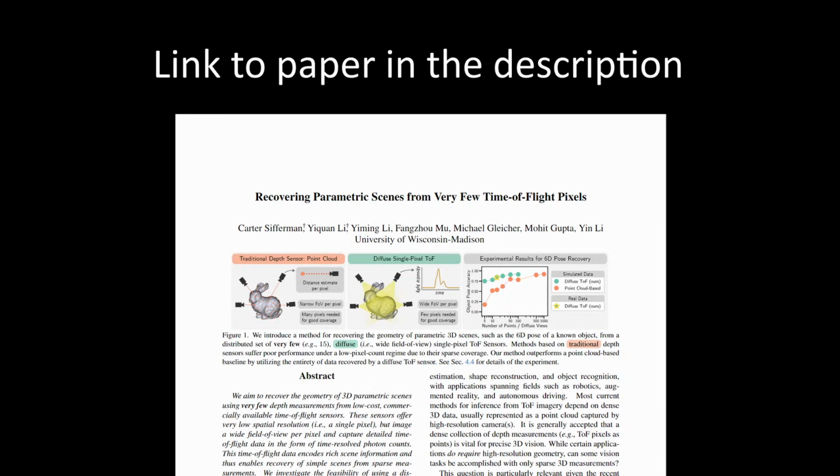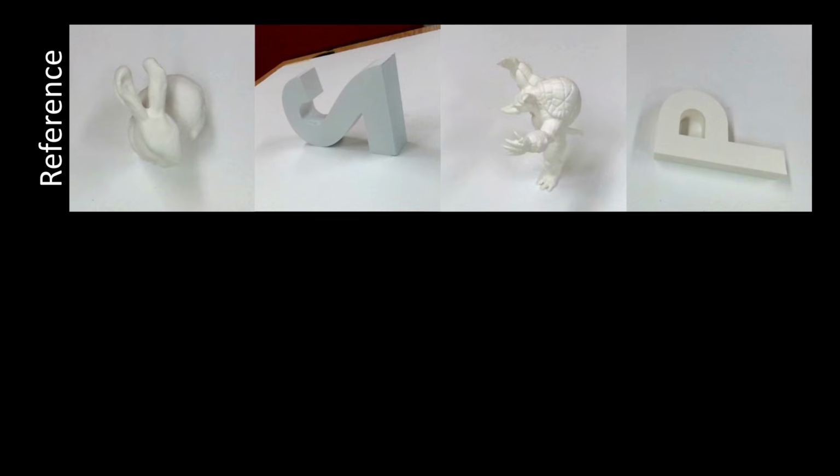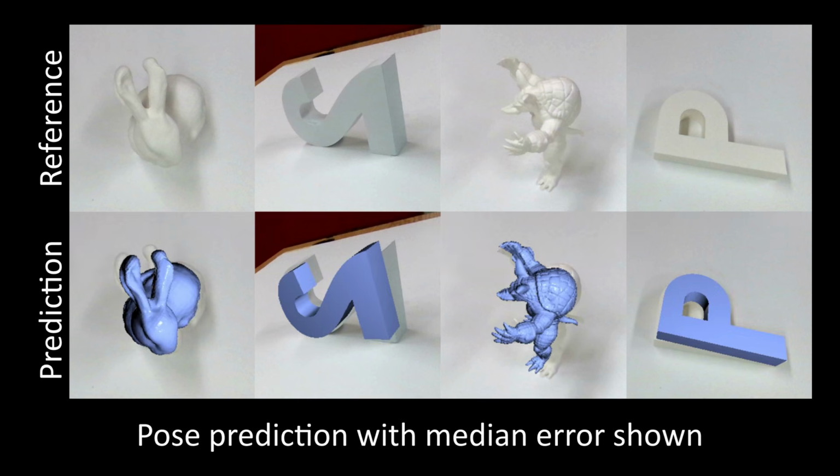Now, we'll show some qualitative results. First, on 6D pose estimation, with 15 sensors distributed around the scene in this configuration. Here are reference images of various 3D printed objects placed on a tabletop. And here are the predicted poses from our method, utilizing only 15 time-of-flight pixels. We placed each object at a total of 25 different random poses. The one you're seeing here is the pose that led to the median error for each object.